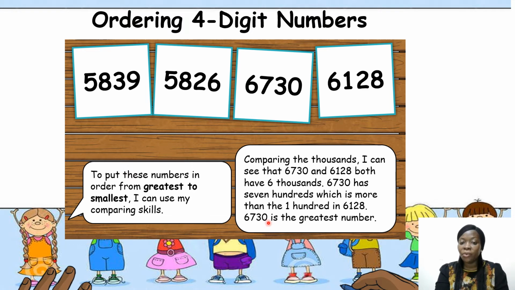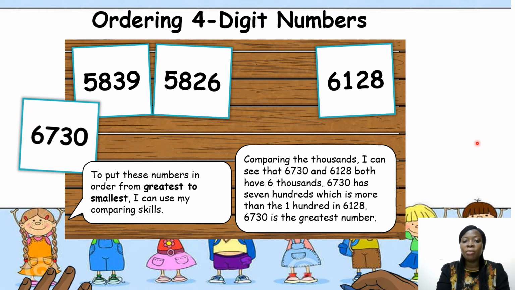Now remember the rule when comparing and ordering numbers. Comparing the thousands, I can see that 6,730 and 6,128 both have 6,000s. 6,730 has 700, which is more than 100 in 6,128. Therefore, 6,730 is the greatest number. When we compare the thousands, both of them have 6. When we compare the hundreds, this has 7, this has 1. So 7 is greater than 1. So this number is the greatest number.